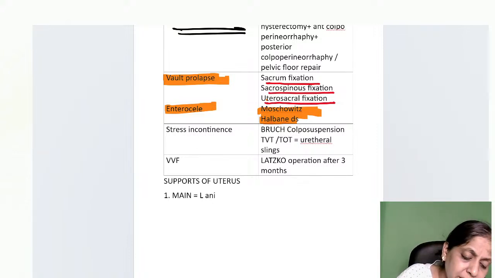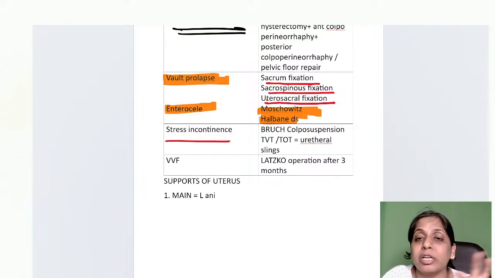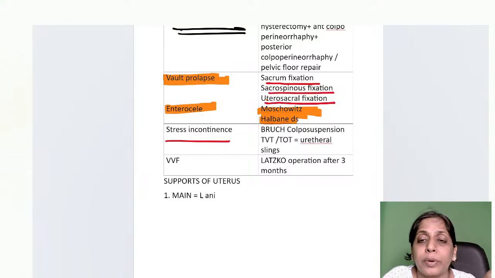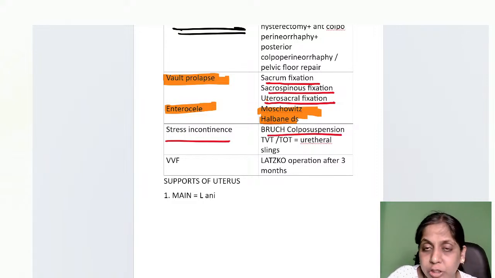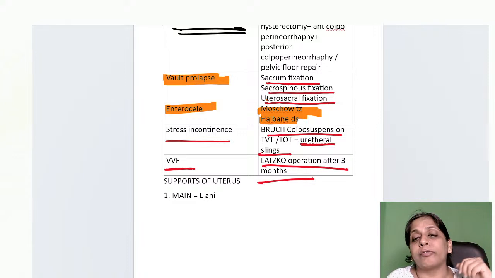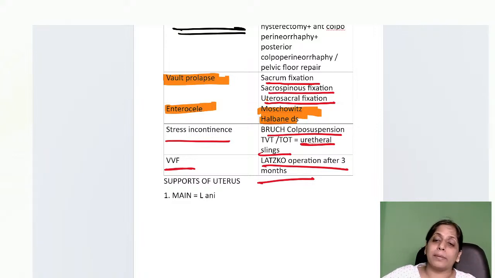Okay, stress incontinence is the surgery. For stress incontinence, what is stress incontinence? If urine comes out of the urethra on laughing, it is a very bad experience. So it is Burch, called retropubic suspension. Okay, that is urethral slings we put. Okay, for the VVF, we do the operation after 3 months of the delivery. We do it after a long time, that is why it is known as the let's go operation.